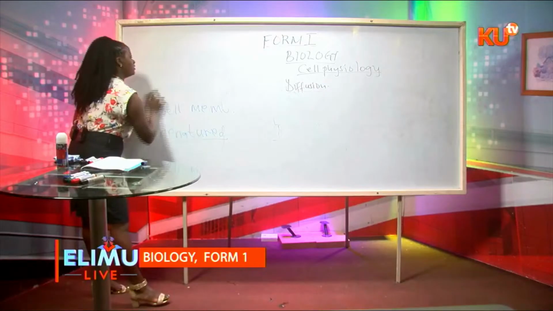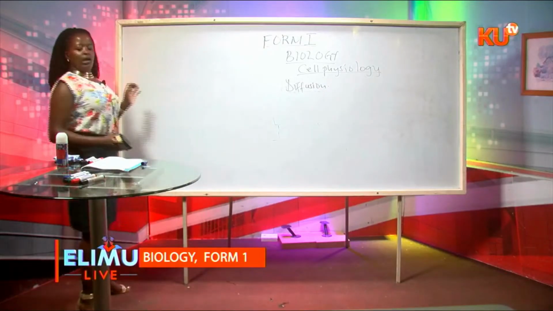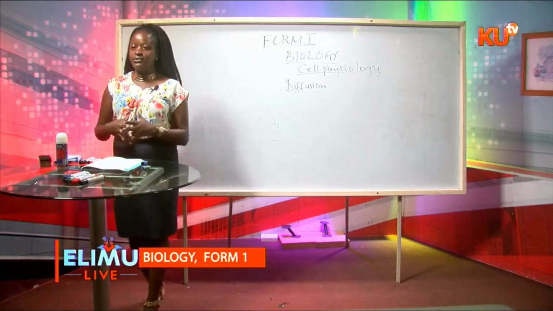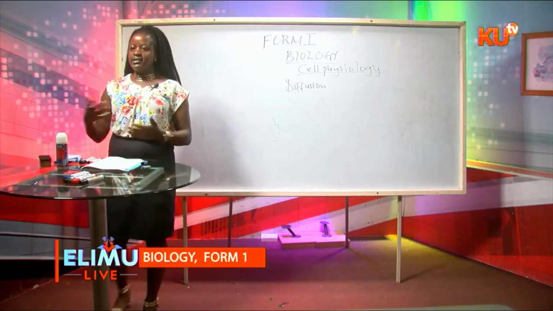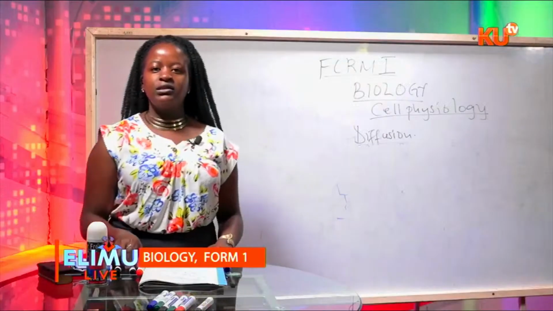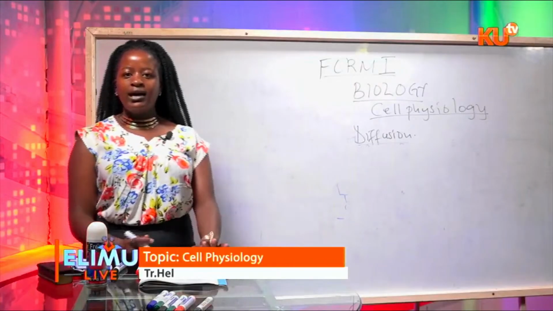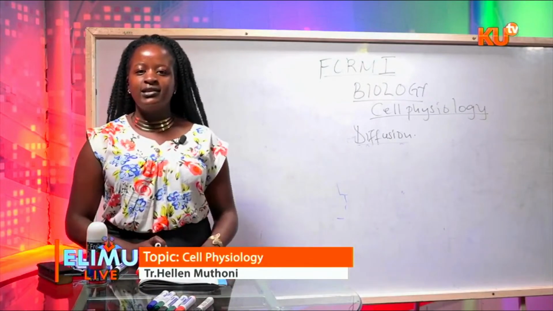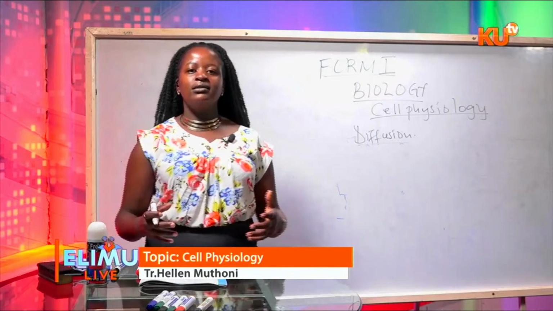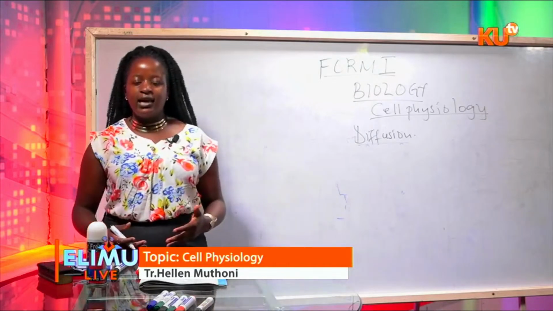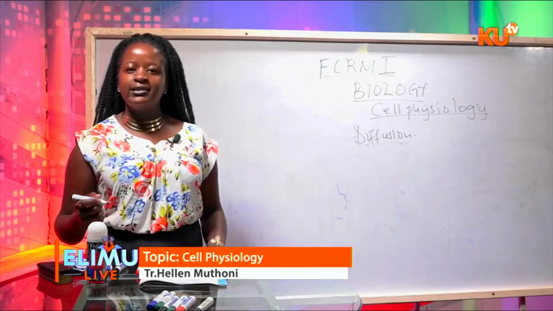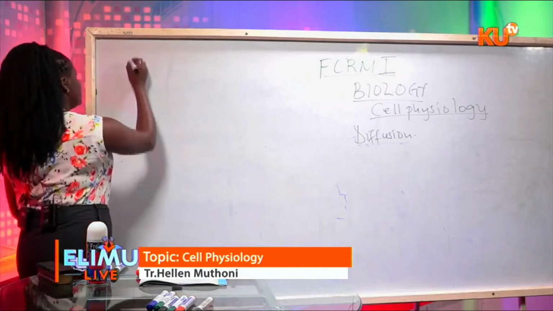Because we are learning about cell physiology, we have processes that enable materials to get into the cell. Some of these materials might be gases, might be water, maybe some substances such as glucose. So a physiological process is one that allows materials to get into the cell. We have three main types of physiological processes. The first one is diffusion.